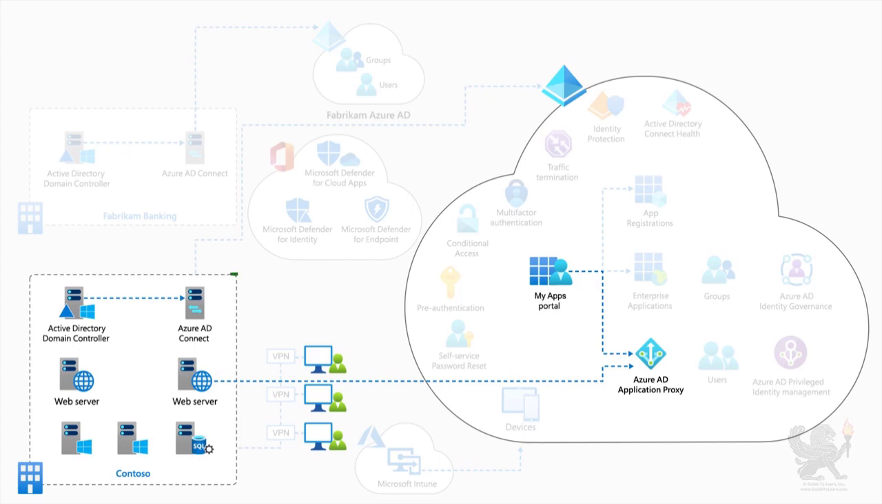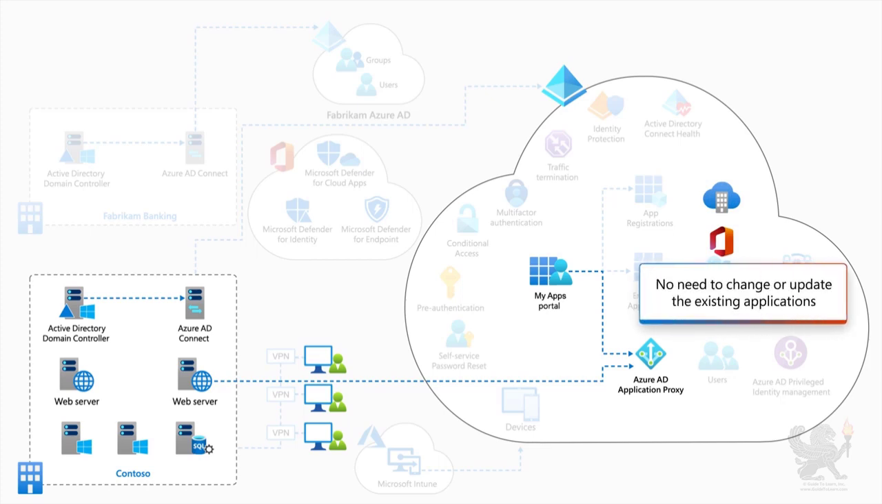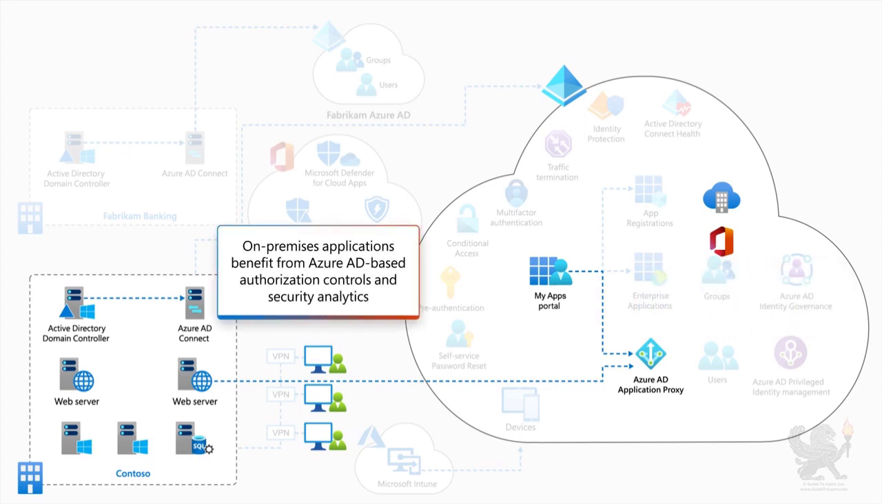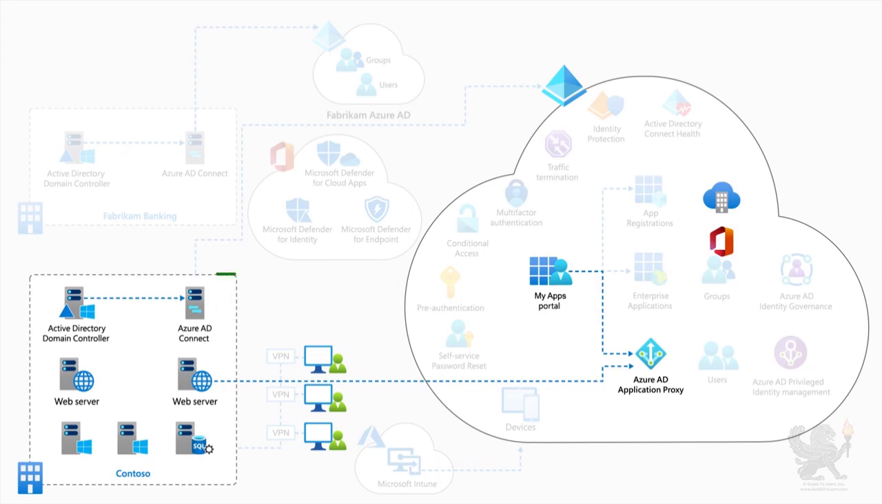Effectively, users can access the on-premises applications the same way they access Microsoft 365 and other SaaS apps integrated with Azure AD. There is no need to change or update the existing applications to work with Application Proxy. In addition, on-premises applications benefit from Azure AD-based authorization controls and security analytics. For example, access to on-premises applications can be controlled by conditional access and two-step verification.